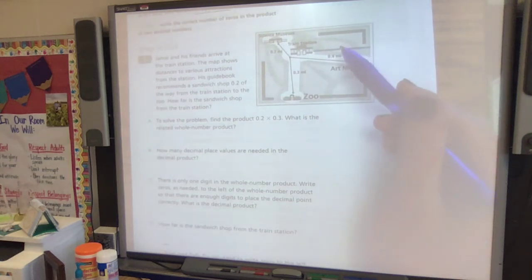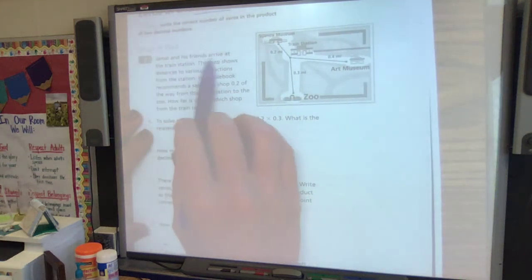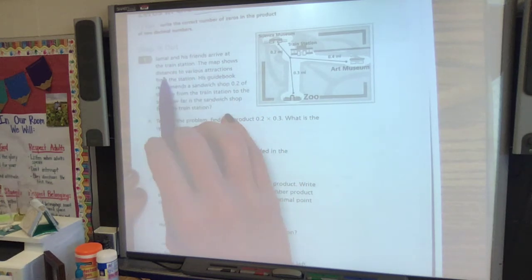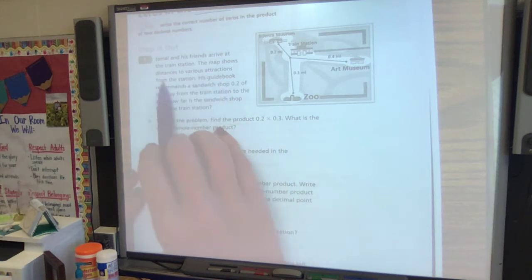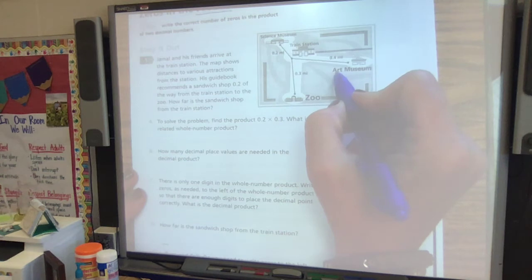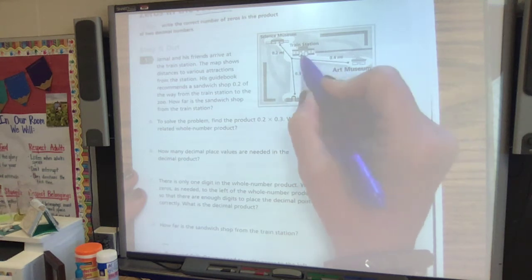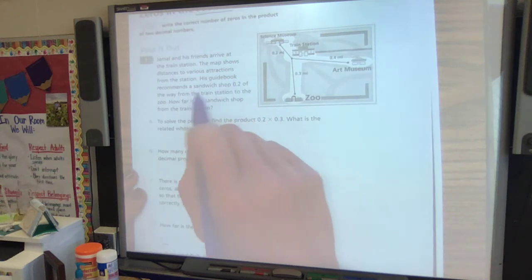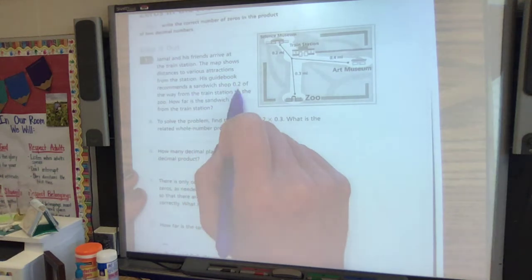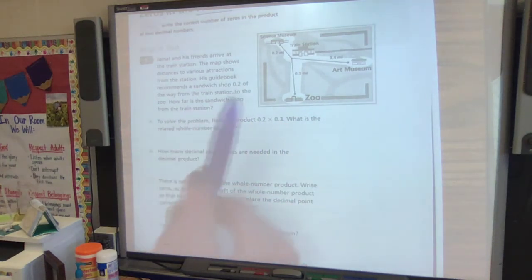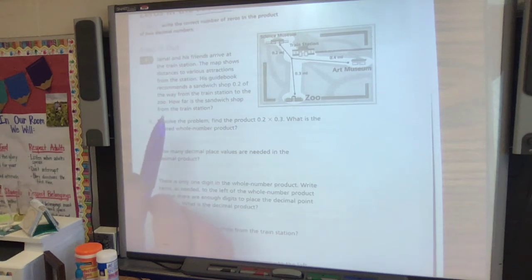So we can see our picture here. It says Jamal and his friends arrive at the train station. The map shows distances to various attractions from the station. See our train station? Various attractions. You can go to the art museum, the zoo, the science museum. His guidebook recommends a sandwich shop 2/10 of the way from the train station to the zoo. How far is the sandwich shop from the train station?